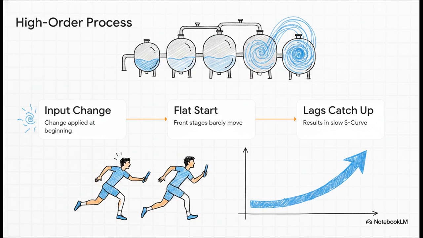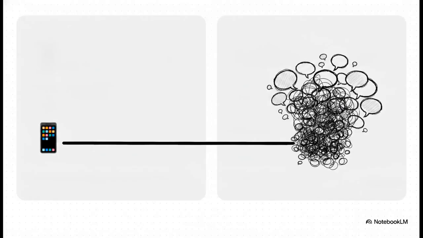By the time that change actually works its way through all those different capacities and resistances to your sensor, you get a massive delay. But eventually, the lags catch up, and that gives you a slow, stretched-out S shape on your trend screen. Actually, here's a great way to think about a high-order process.